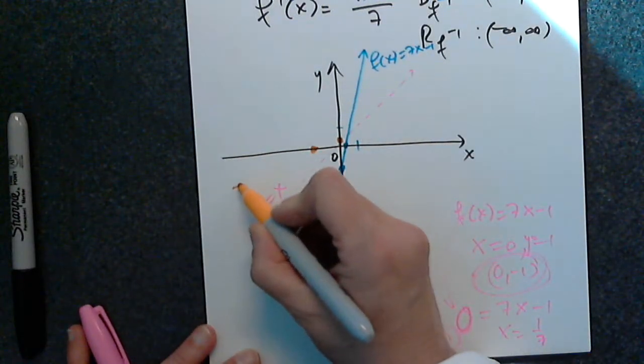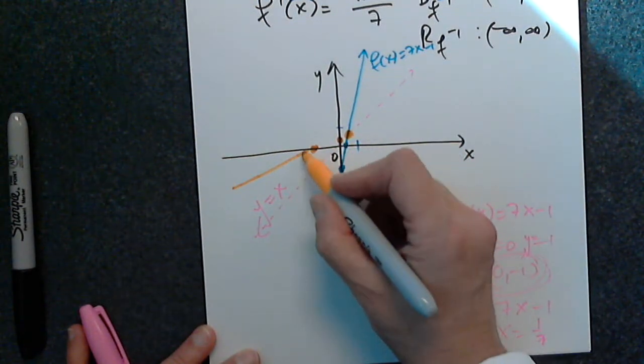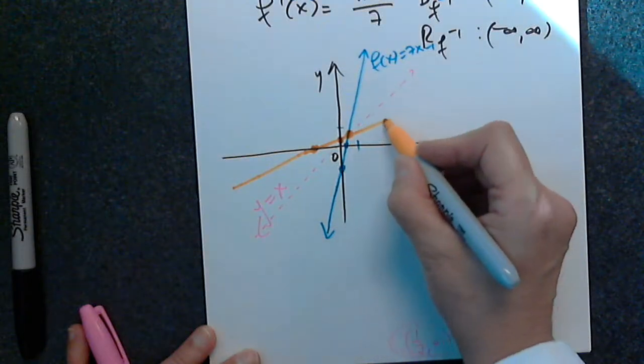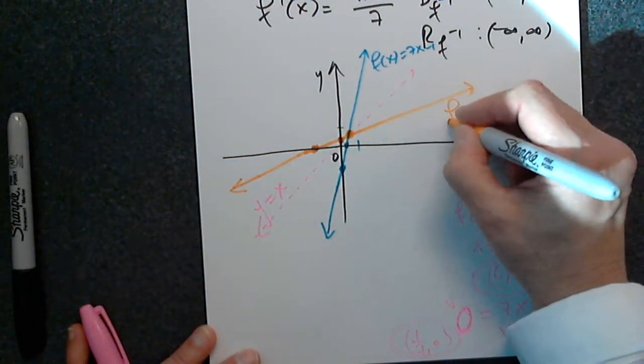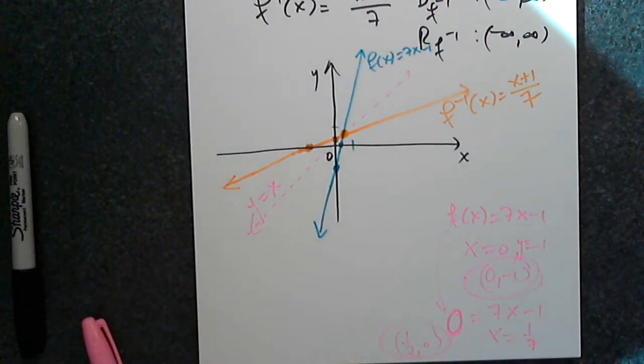So here's the graph, and obviously this point. Here's the graph of f inverse, which is x plus 1/7. Well done. Any questions? What are the 3 points on that image?